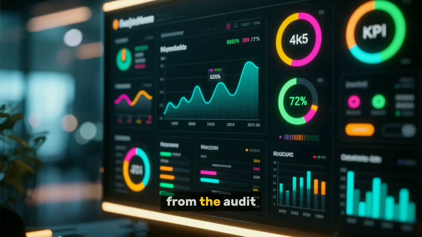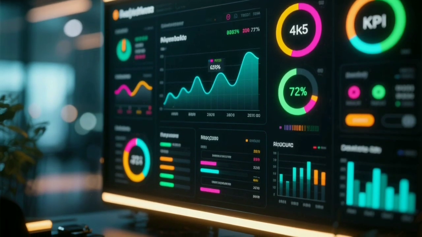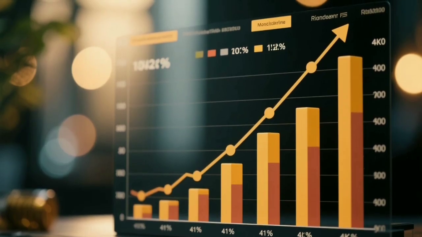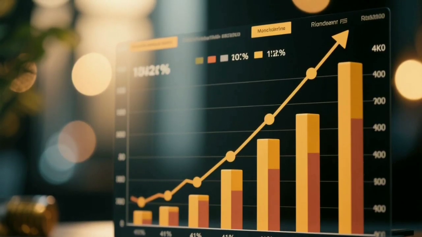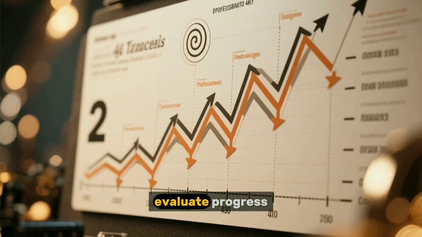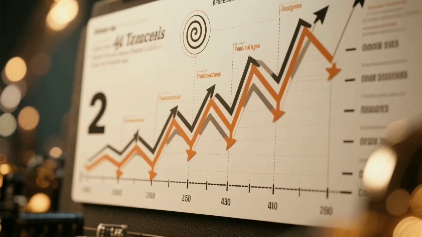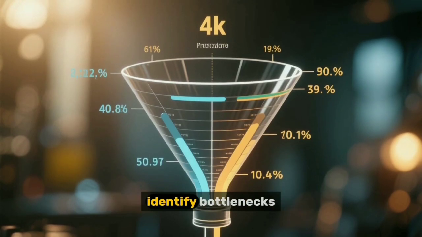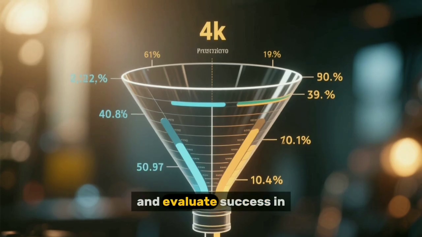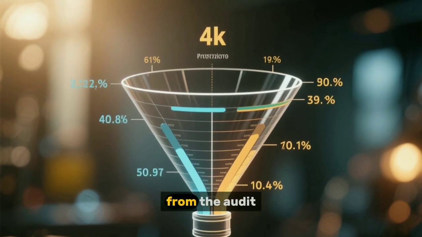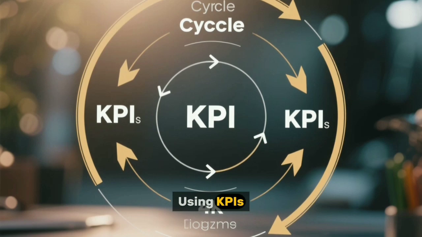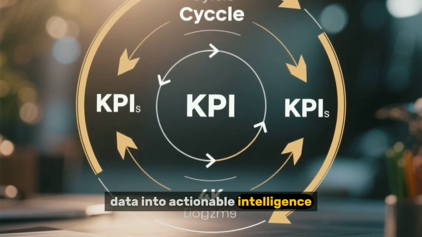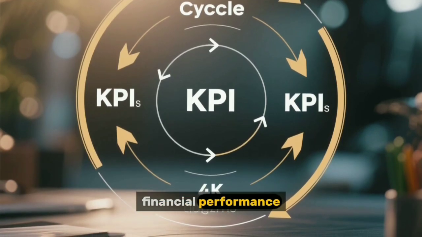Monitoring key performance indicators (KPIs) enhances insight from the audit. Track metrics such as gross profit margin, net profit margin, return on investment, operating cash flow, and customer acquisition costs. Establish targets and monitor trends over time to evaluate progress towards strategic objectives. KPIs allow you to measure efficiency, identify bottlenecks, and evaluate success in implementing changes derived from the audit. Using KPIs as part of a continuous improvement cycle transforms data into actionable intelligence, promoting long-term financial performance.